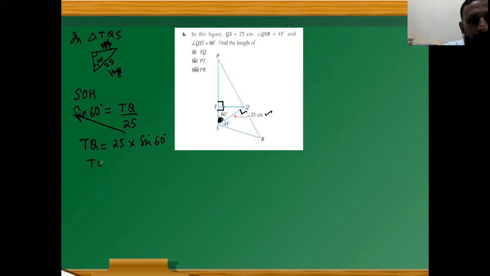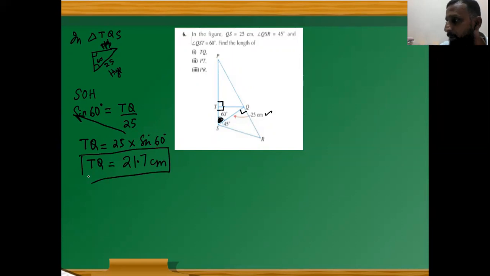Your calculator will help you to get this answer, boys and girls. 25 multiplied by sine 60. So therefore the answer is found to be 21.7 centimeters. That is the first answer, 21.7.